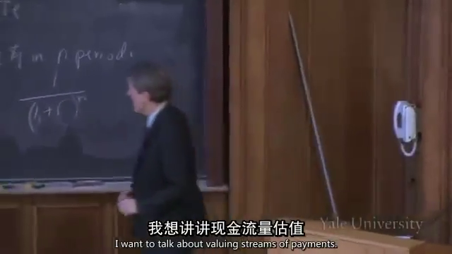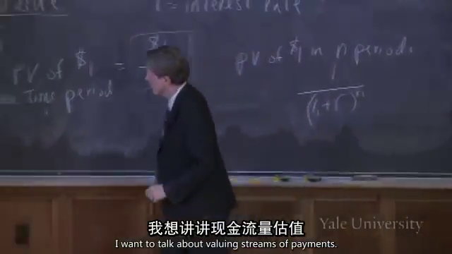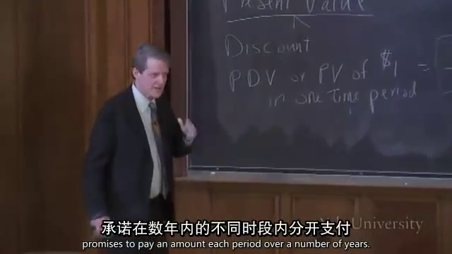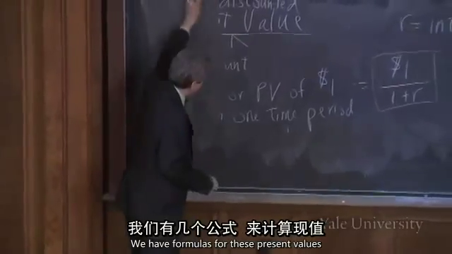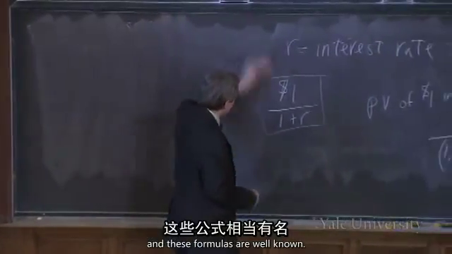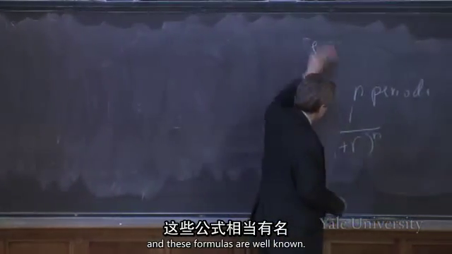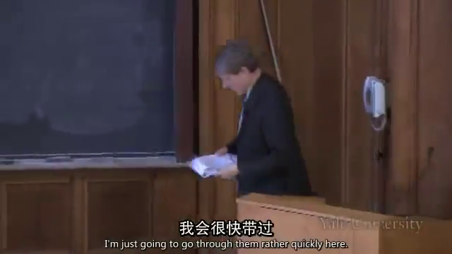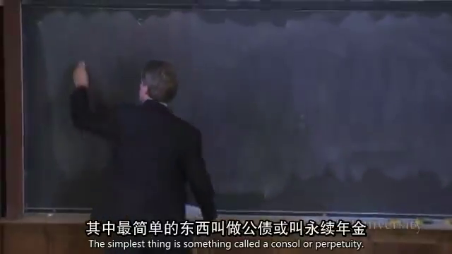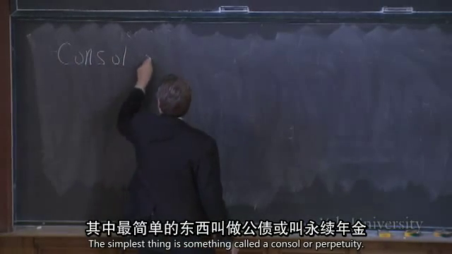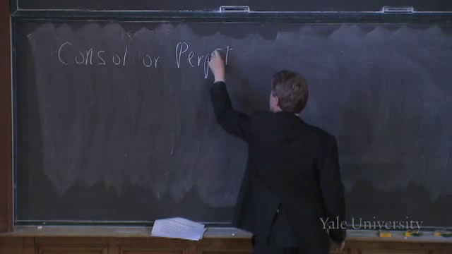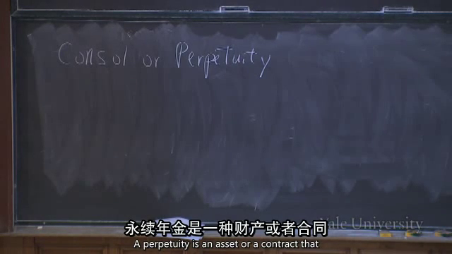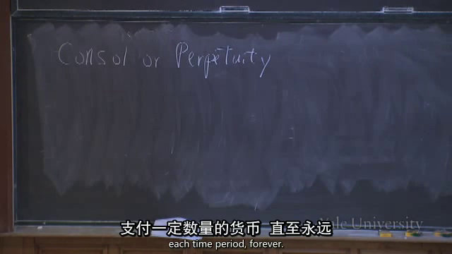I want to talk about valuing streams of payments. Suppose someone has a contract that promises to pay an amount each period over a number of years. We have formulas for these present values, and these formulas are well known. I'm just going to go through them rather quickly here. The simplest thing is something called a consol or perpetuity. A perpetuity is an asset or a contract that pays a fixed amount of money each time period forever.